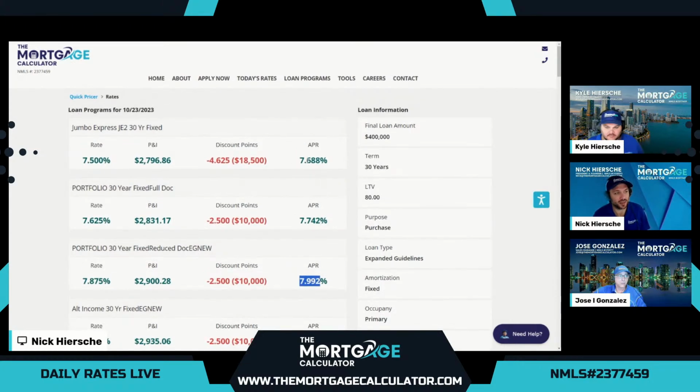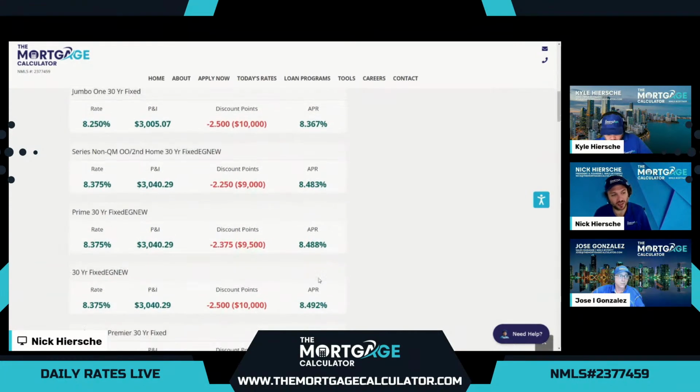So one of these is actually a touch cheaper than conventional, but only if we can get those lender credits or seller credits to offset that. However, this option is just a touch higher than conventional. So conventional, remember, was 7.7 something. Here we have a reduced doc, aka bank statement option, for 7.992, just a touch above.